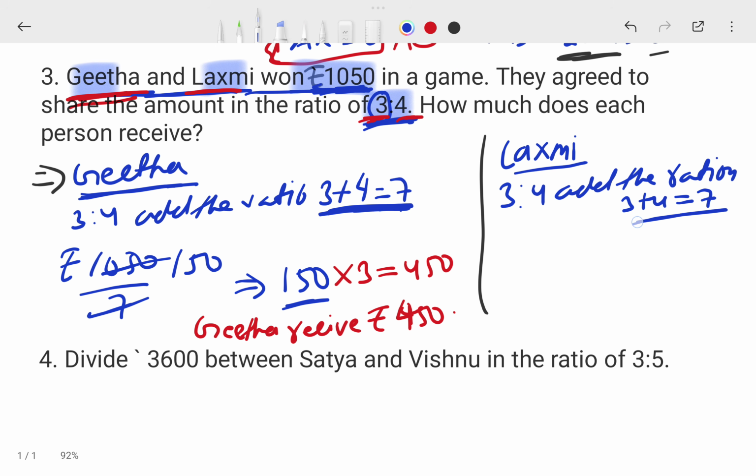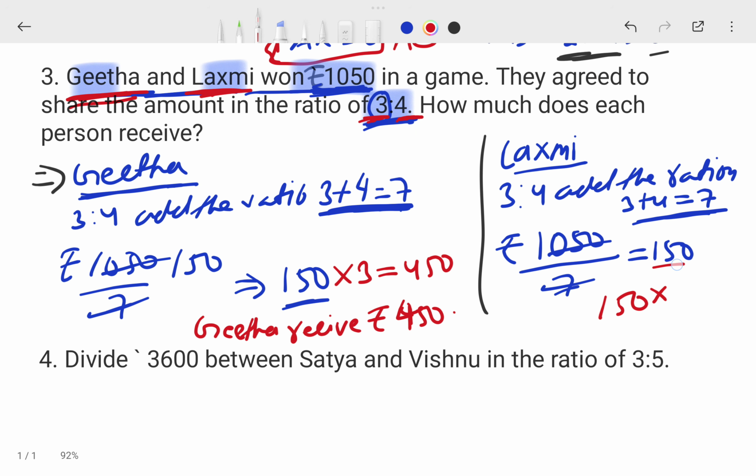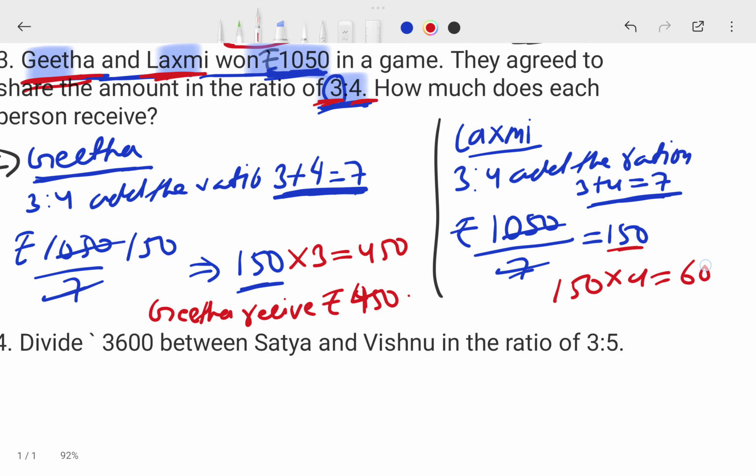Now after adding the ratio, we are going to divide the rupees. How many rupees is the total? 1050 rupees. Now divide with the 7. If you divide, the answer is going to be 150. So what is Lakshmi's ratio? Lakshmi's ratio is 4. So we have 150, and the ratio is 4, multiply. If you multiply, the answer is going to be 600.